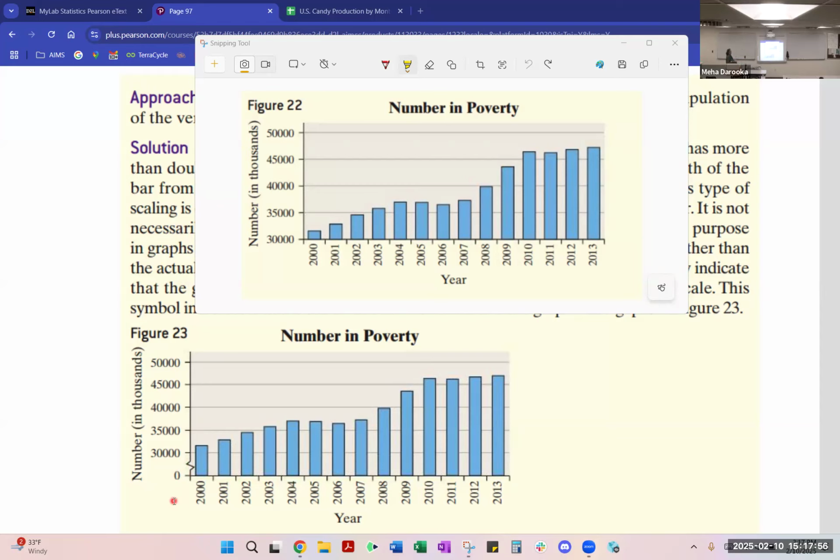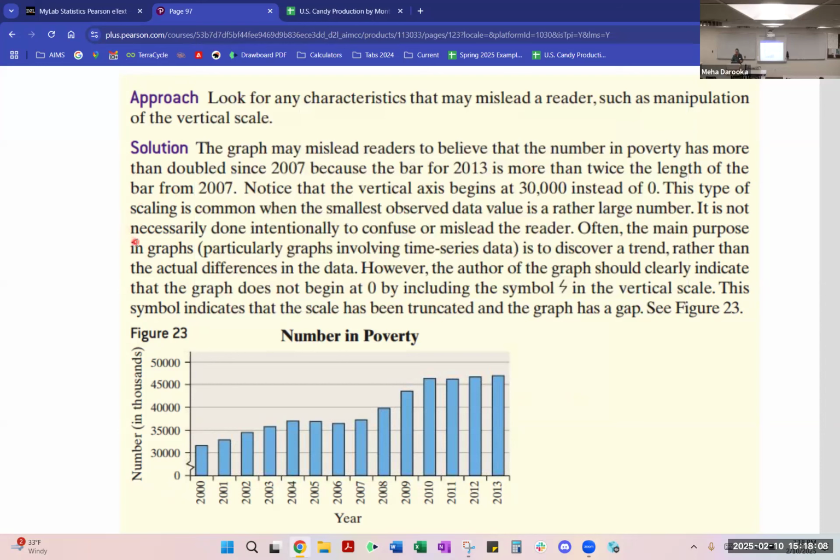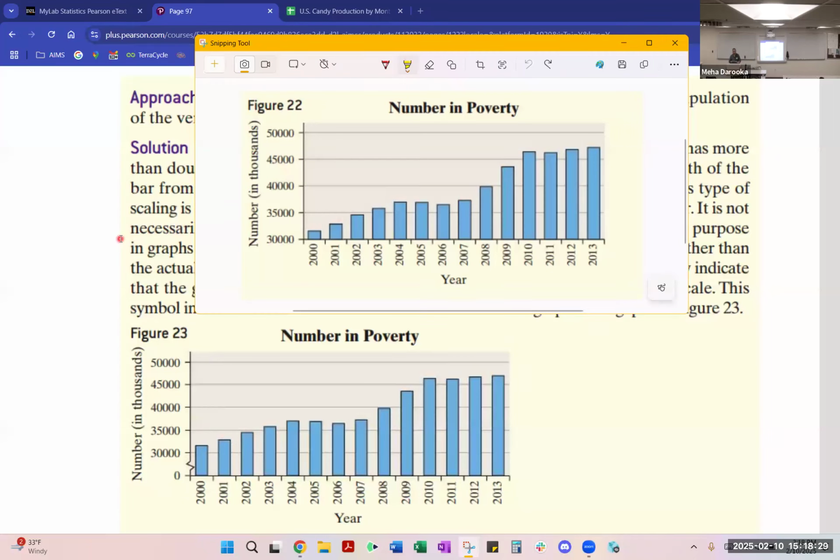So what do we think? Are we seeing a big drastic difference in the graph per se? So you can see they're kind of talking about the graph may mislead readers to believe that the number in poverty has more than doubled since 2007, because the bar for 2013 is more than twice the length of the bar from 2007. And this is in this illustration here, what they had before.